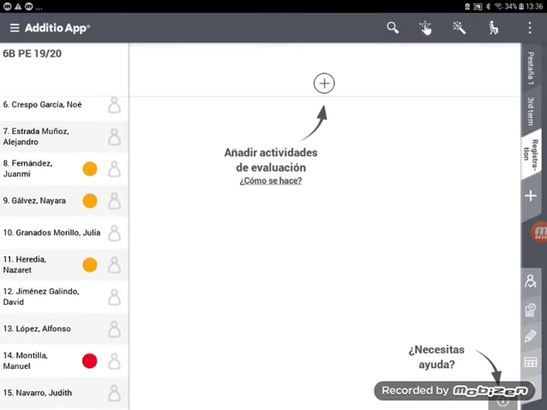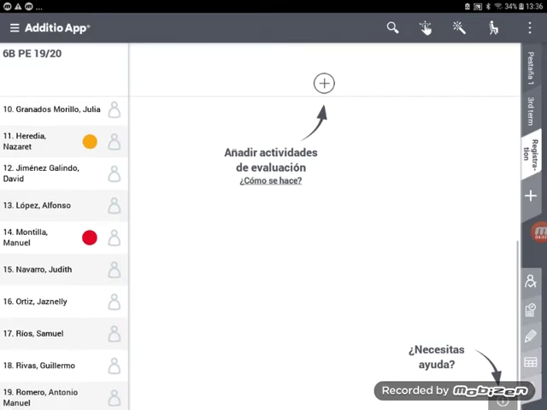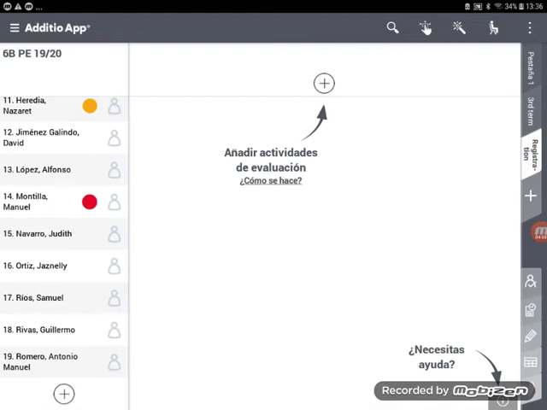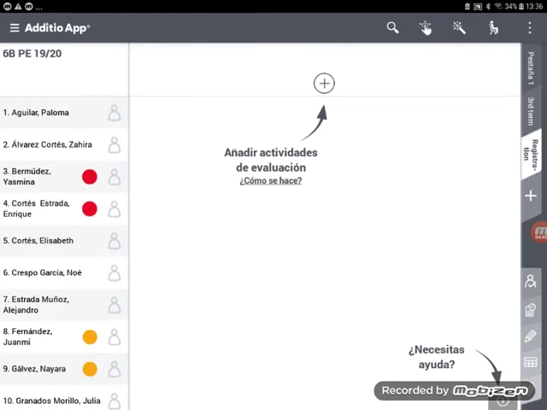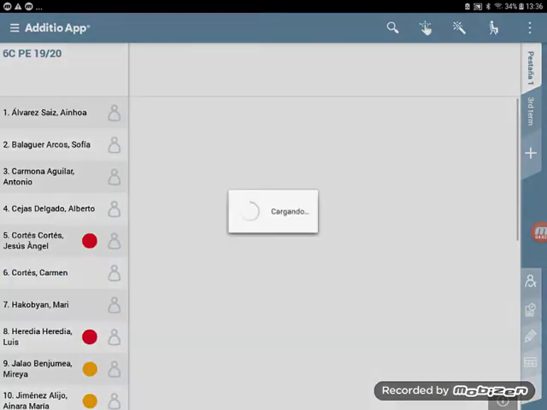Is Julia here? Yes, she is. Is Nazare here? Yes, she is. Is David here? Yes, he is. Is Alfonso here? Yes, he is. Is Manuel here? Yes, he is. Is Judy here? Yes, she is. Is Yasneli here? Yes, she is. Is Samuel here? Yes, he is. Is Guillermo here? Yes, he is. And is Antonio Manuel here? Yes, he is. Okay?